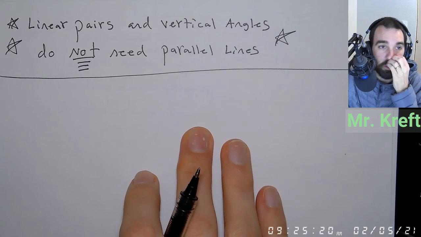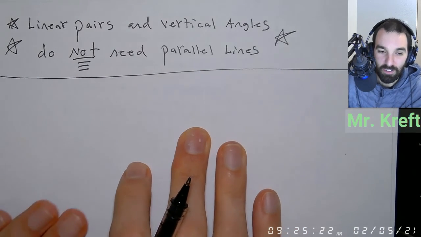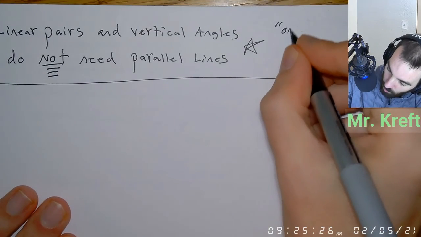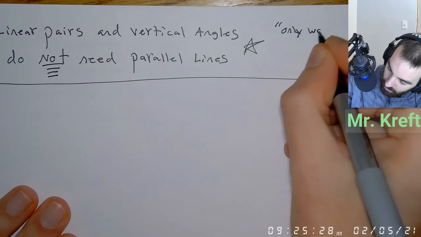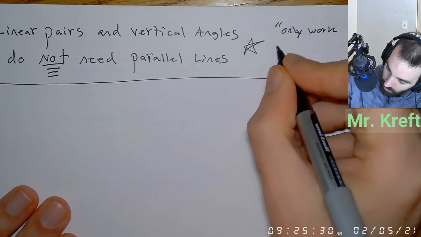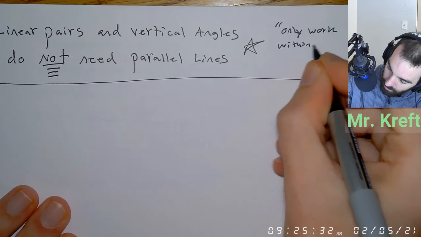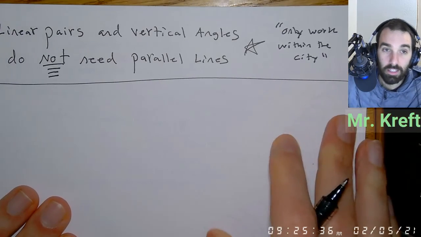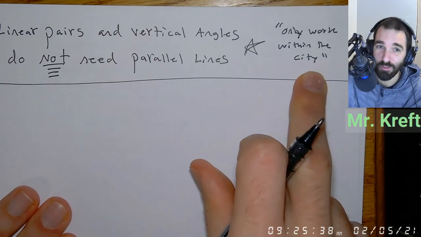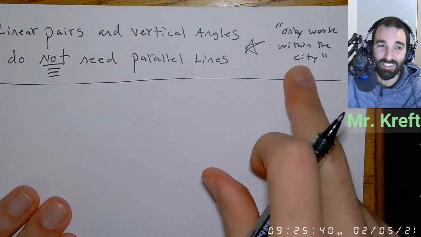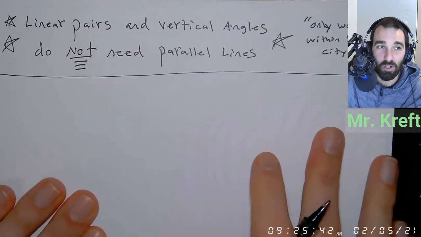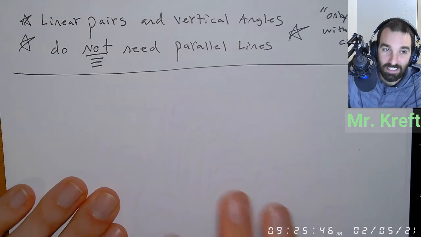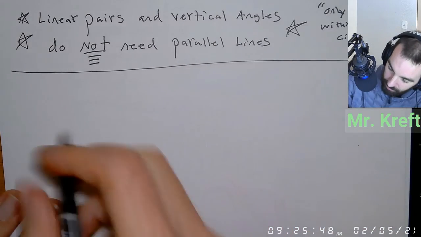Okay? Linear pairs and vertical angles do not need parallel lines. If you want to use our analogy, and I'll put these in quotes, they only work in the city. They only work within the city. That means there's no transversal, right? They're not connecting the city. I just really want to make sure you guys know that. So linear pairs and vertical angles do not need parallel lines.